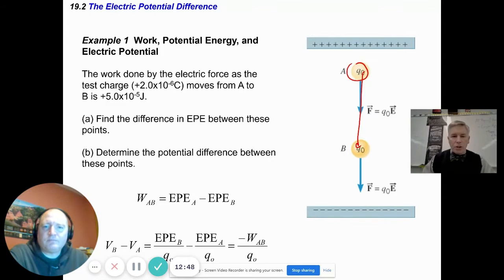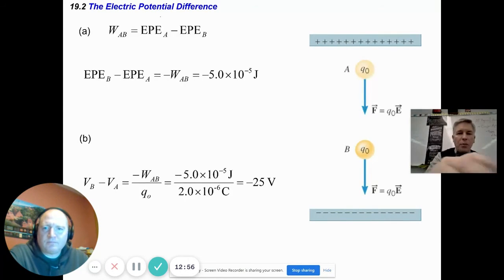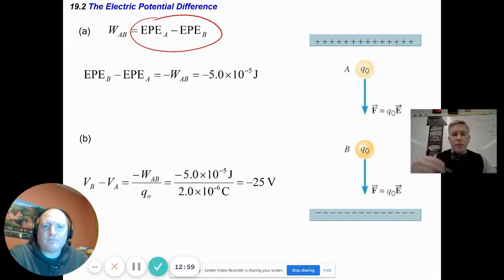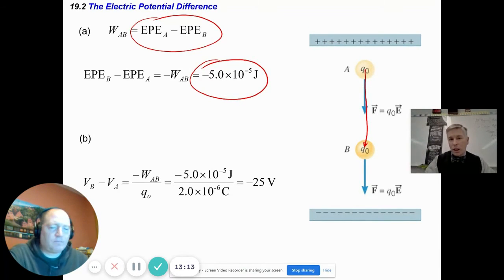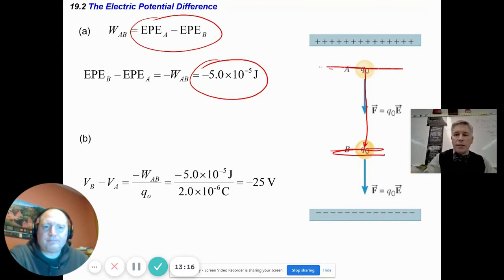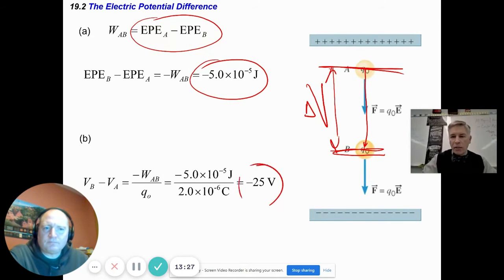So the difference in potential energy between these points is pretty easy. And then the electric potential difference is going to be the same idea. So the change in potential energy is just going to be the difference between those energy points, but we often talk about it being negative. So it's decreasing as it goes from A to B. That 5 times 10 to the minus 5 joules is going to decrease because this is at lower energy than this is. That also will allow us to figure out the potential difference between these. So we talk about the difference in potential, and it would be negative 25 volts.